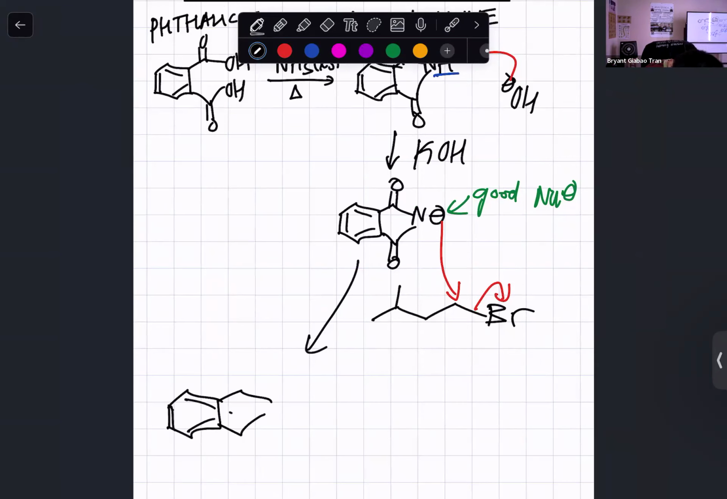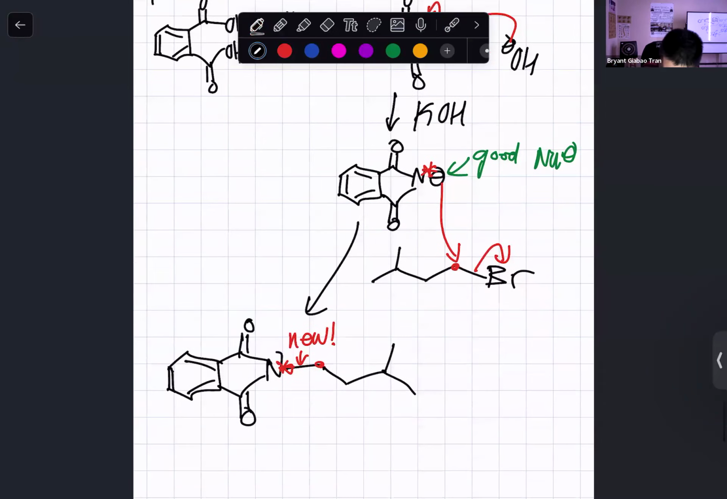So to keep track of all the atoms, I like to use this technique, the star and dot technique. I star my nucleophile, I dot my electrophile, and I make a new bond between the star and dot. Star, dot. This is the new bond between them. And I do this to be sure that I don't add an extra carbon or lose a carbon by accident, right? The dot here is attached to a CH2 and isopropyl like that, okay?